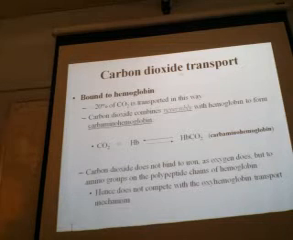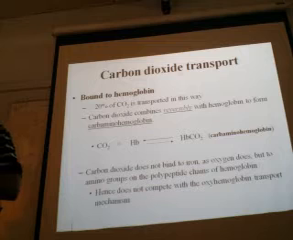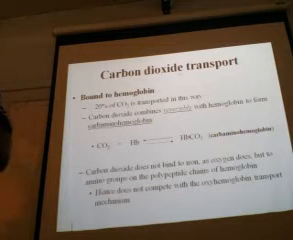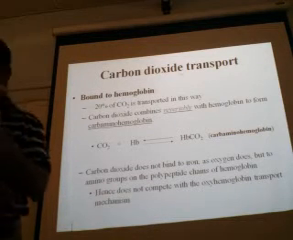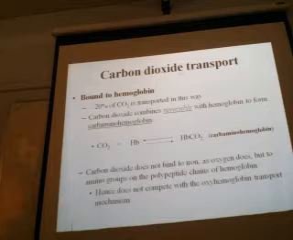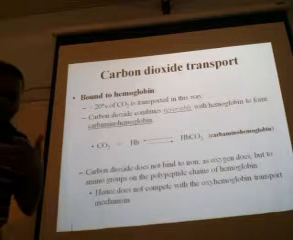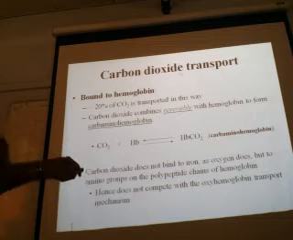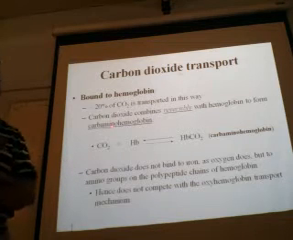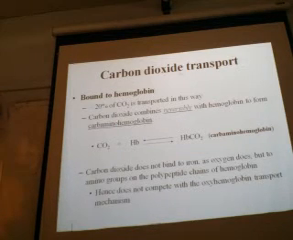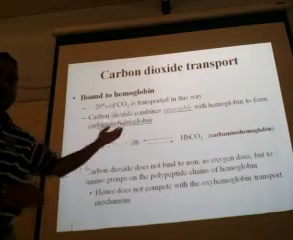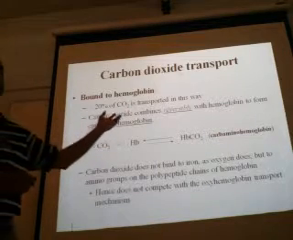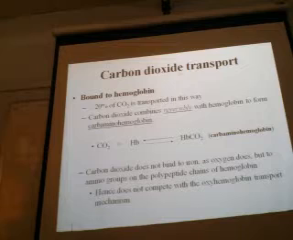Let us go to the second way in which carbon dioxide is transported. Bound to hemoglobin. How much percentage? About 23% bound to hemoglobin. When it forms a compound with hemoglobin, it is called carbaminohemoglobin. Not carboxy, carbamine. Oxy is for oxygen. When it reversibly combines with hemoglobin, it is called carbaminohemoglobin.